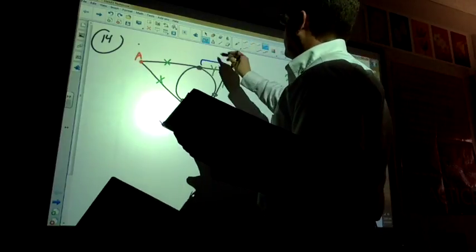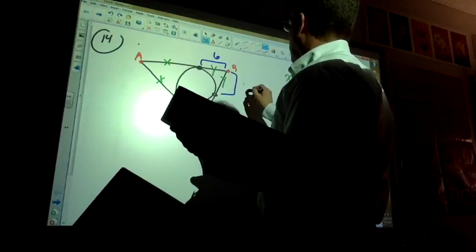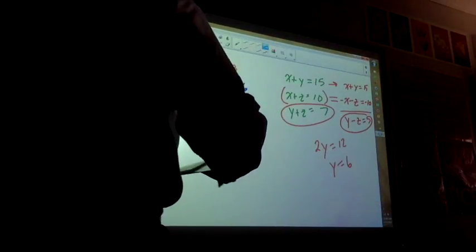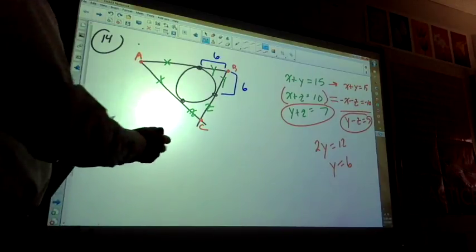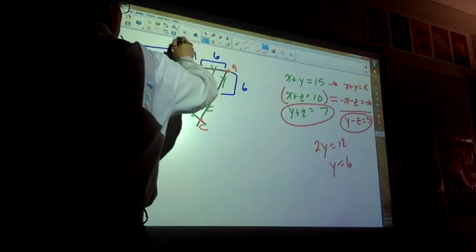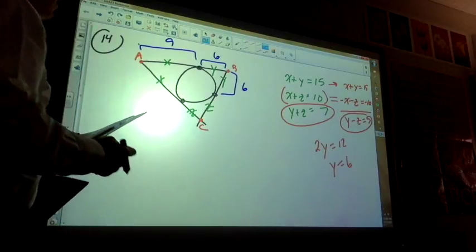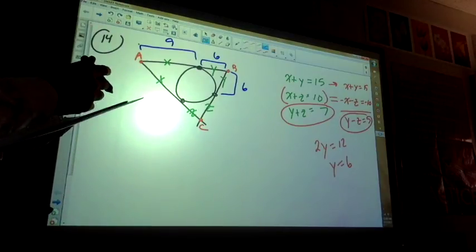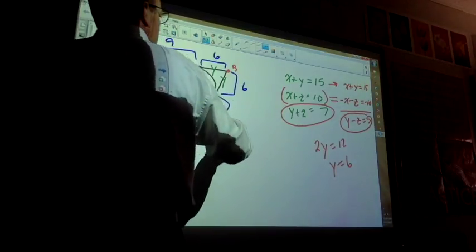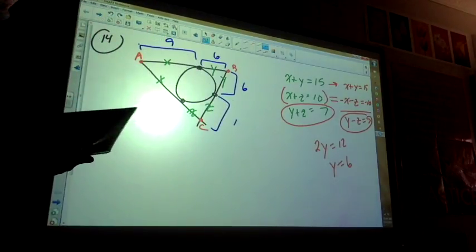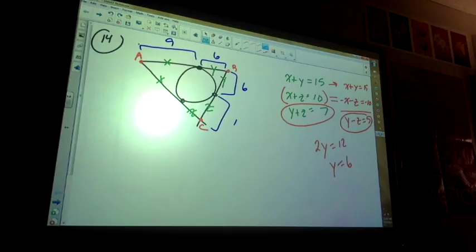So this distance here is now 6. This distance here is now 6. You know that A to B was 15, so this distance here is going to be 9. Y and Z were how much? Y plus Z. Yeah, that would have been a 1. And I think that would have answered all the questions about that problem. Wait, how did you know it was 9? Because the whole distance is 15, and I knew that part of the distance was 6.